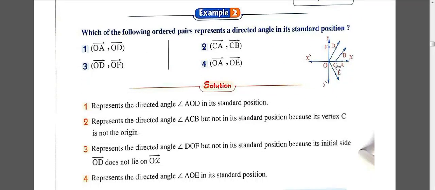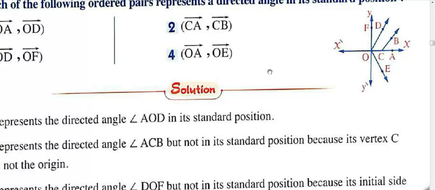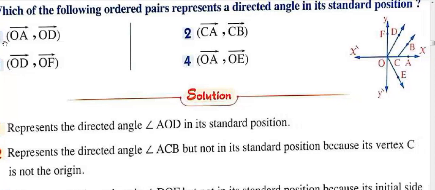Look at here. Which of the following ordered pairs represent a directed angle in the standard position? Number 1, OA and OD. Look here with me. It's clear with you? Okay. OA and OD, we can represent the angle AOD. It's a standard position because OA lies on OX.